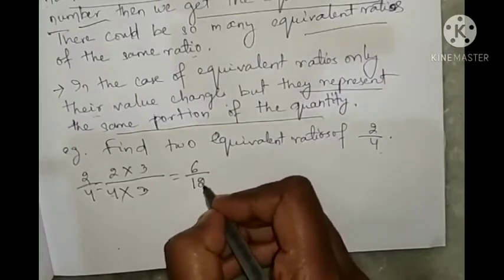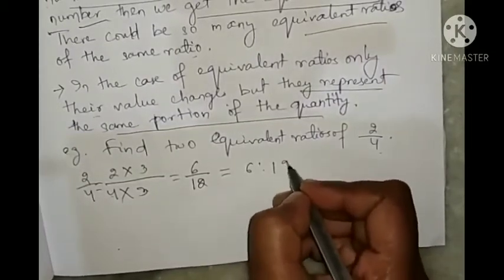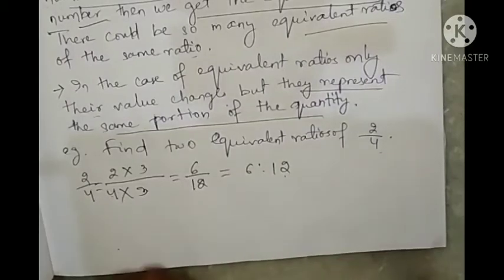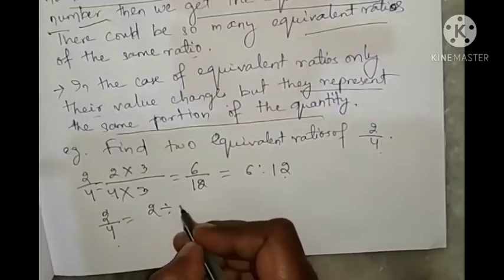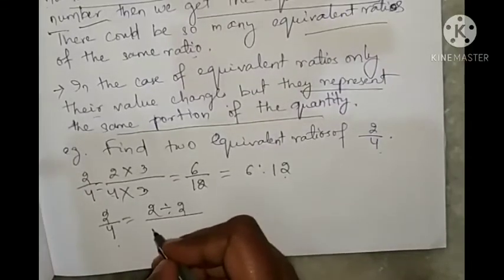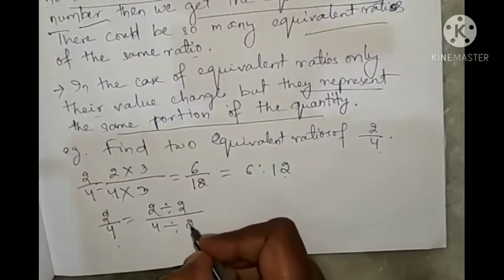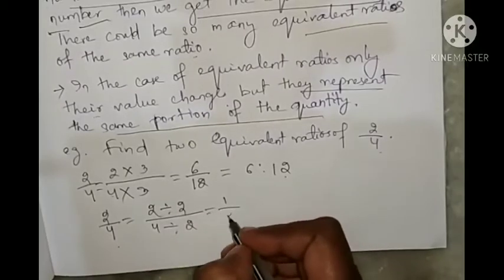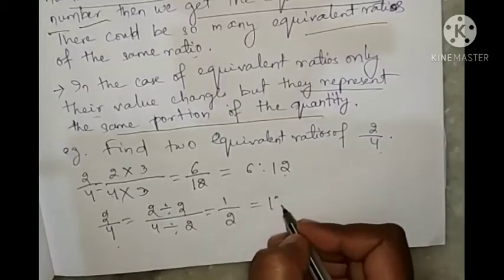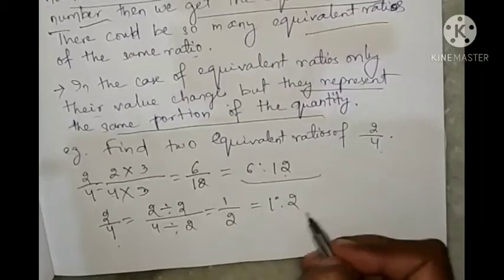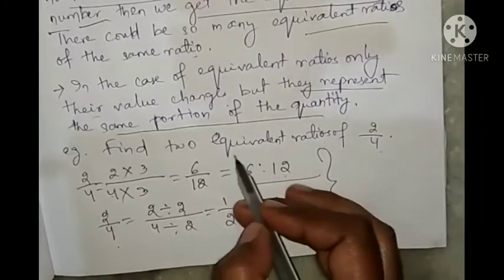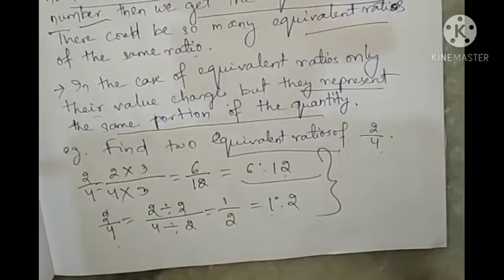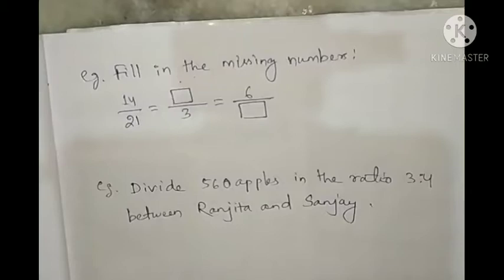6 by 12. So you can write 6 is to 12 is an equivalent ratio. Then we'll do it by division. I'll divide by 2. 2 divided by 2, 4 divided by 2. So what am I getting? 1 by 2, or 1 is to 2. So 6 is to 12 or 6 by 12, 1 is to 2 or 1 by 2. These two are equivalent ratios of 2 by 4. So this is about equivalent ratios.